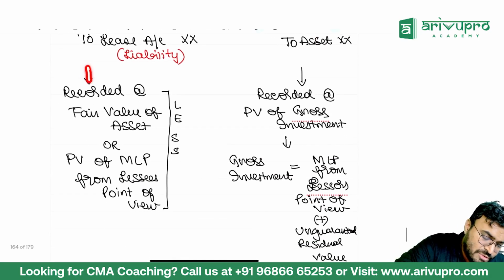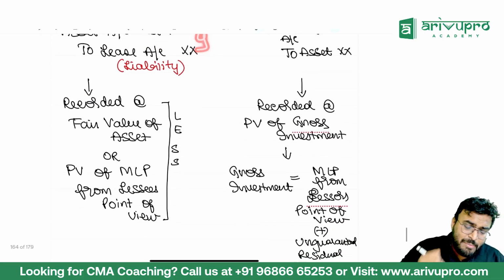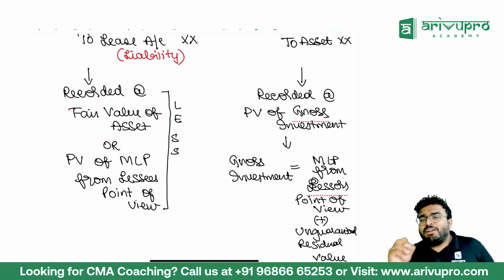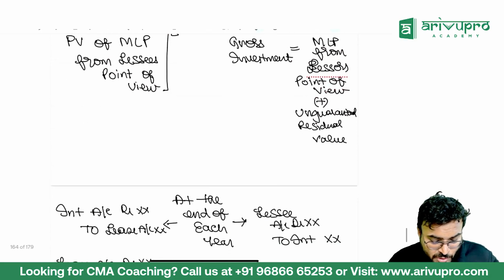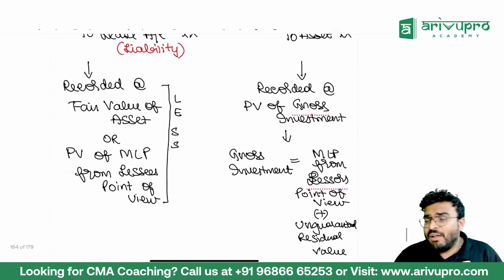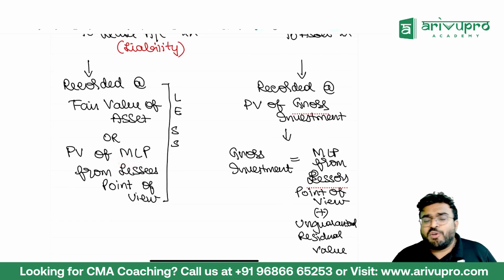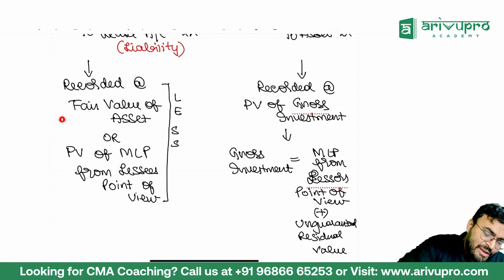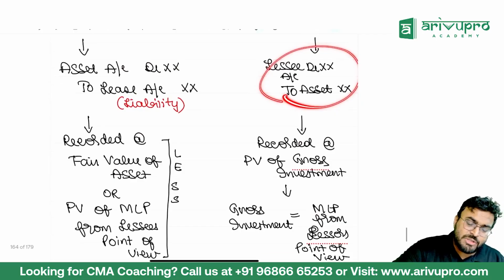Now in the lessee's books, this entry will be recorded at fair value of the asset or present value of minimum lease payment from lessee's point of view. You have to take the present value. Using the present value factors, you have to calculate the present value. If fair value is 10 lakh and present value is 9.9 lakh, then this entry will be passed for 9.9 lakhs. And in the lessor's books, how will you record it?